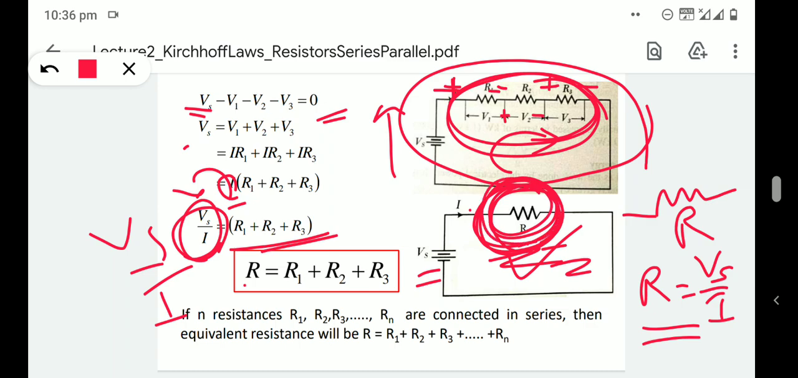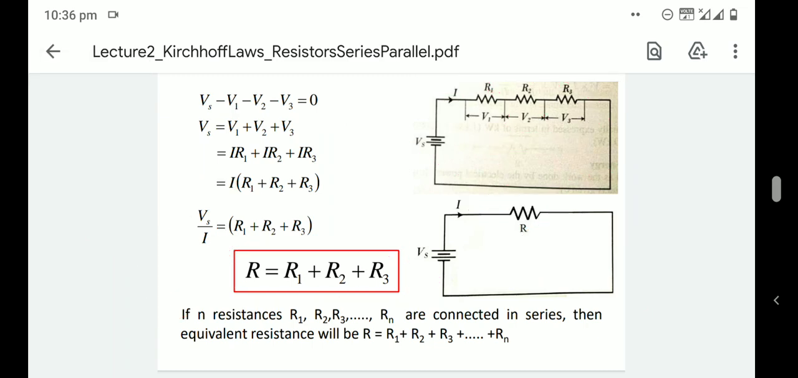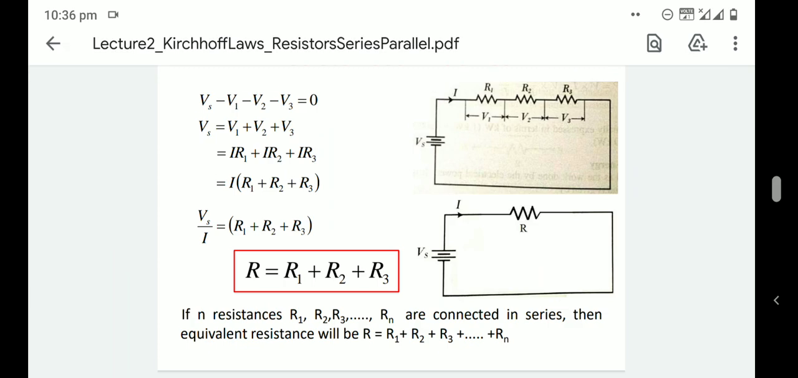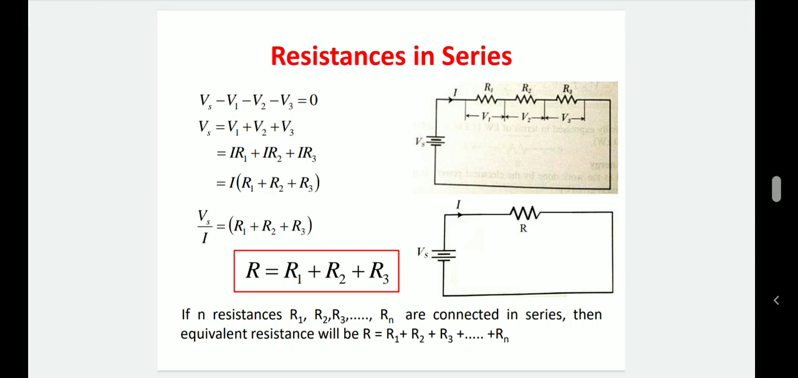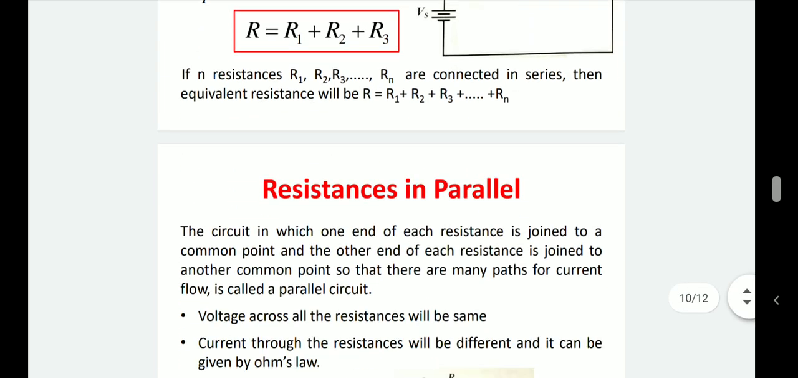So for series connection, equivalent resistance can be given by the sum of all the resistances connected in series. Okay, so commonly we can say that if n resistors are connected in series with resistances R1, R2, R3, etc. Rn, then the total resistance of that combination can be given by the sum of all those resistors. Okay, then next is parallel combination.